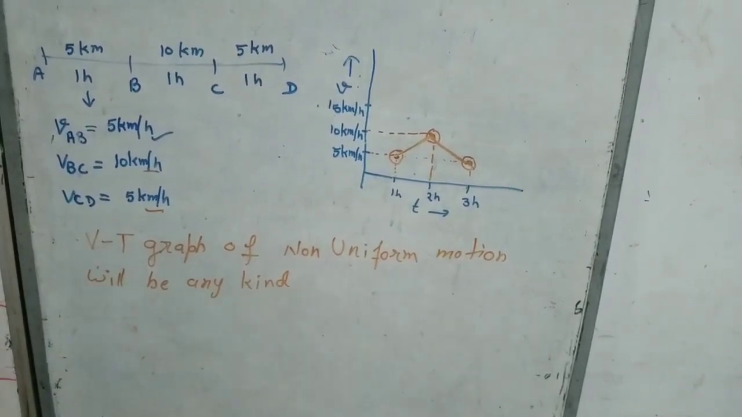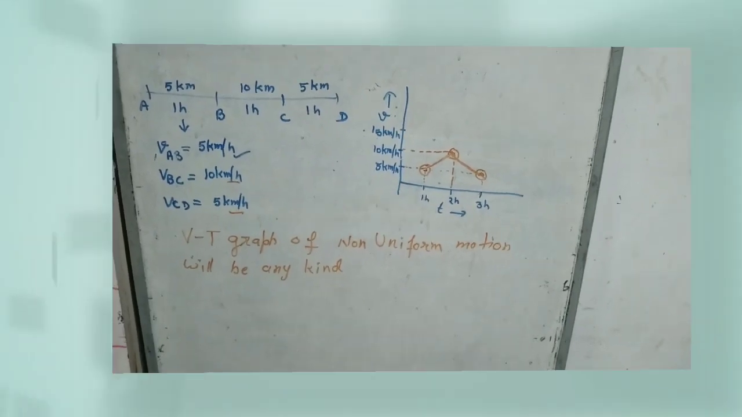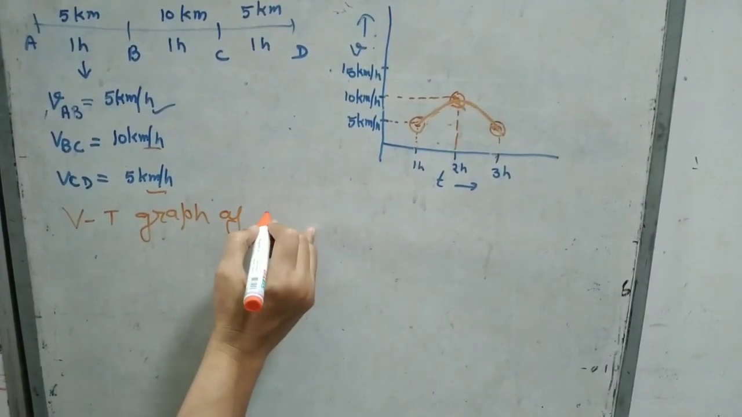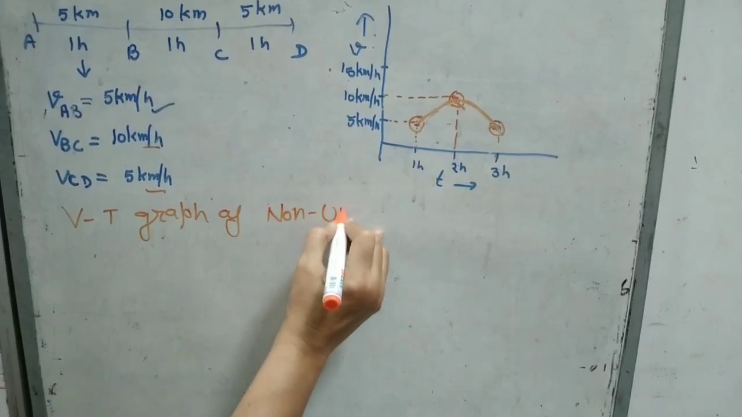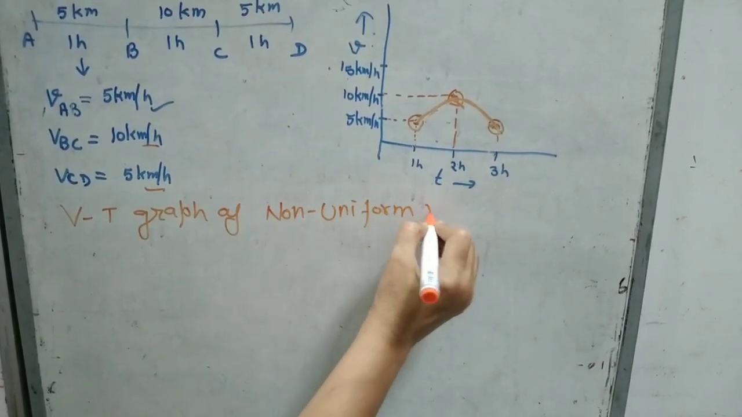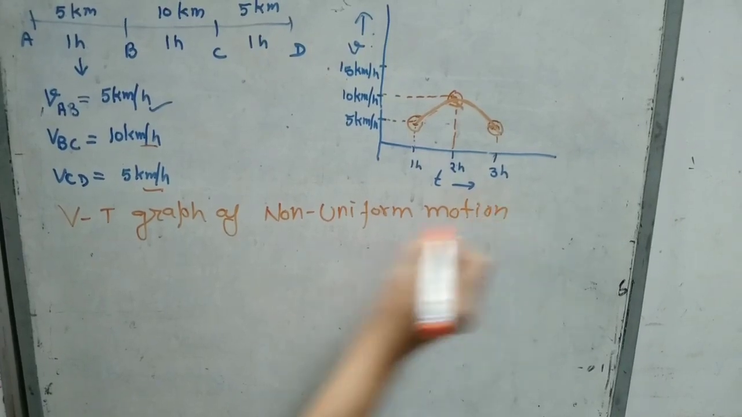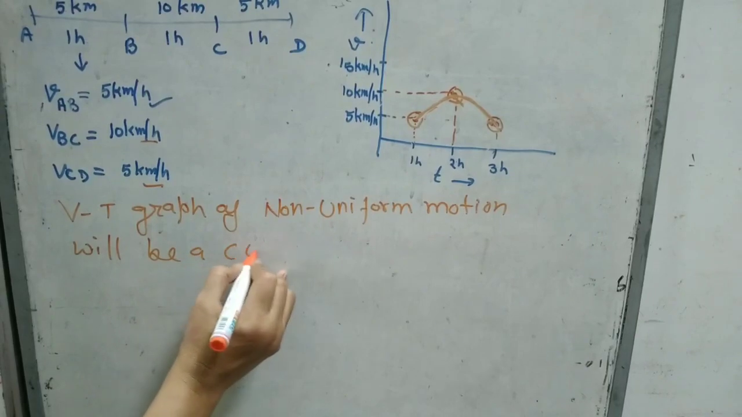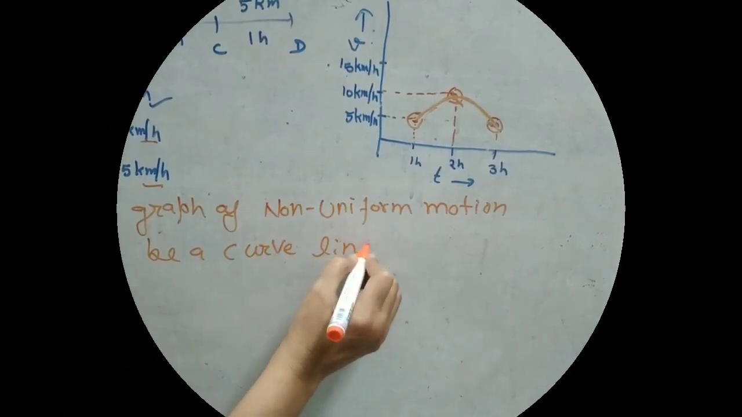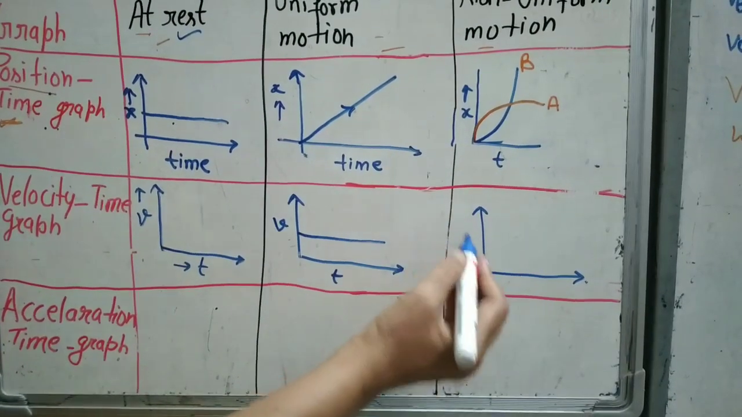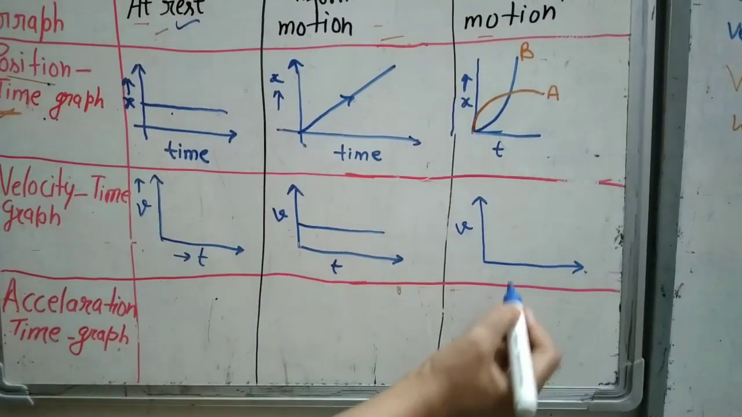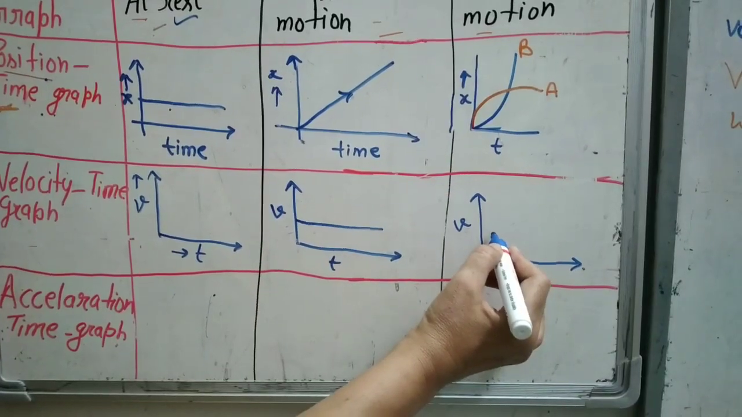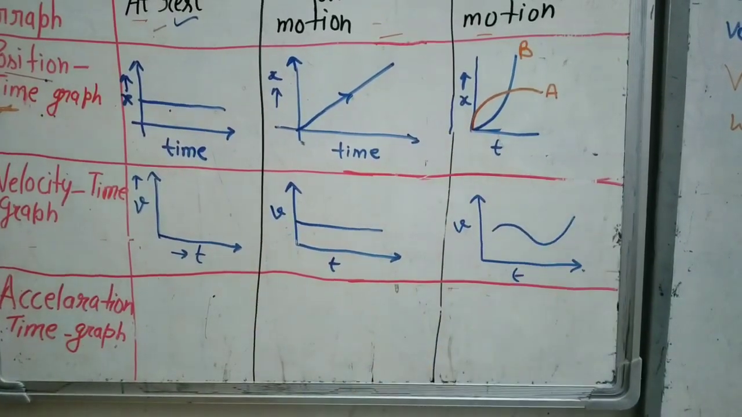Break is correct or not? What we can say? Graph of non-uniform motion will be a curved line. Here, the graph of non-uniform motion, it would be any curved line like that.